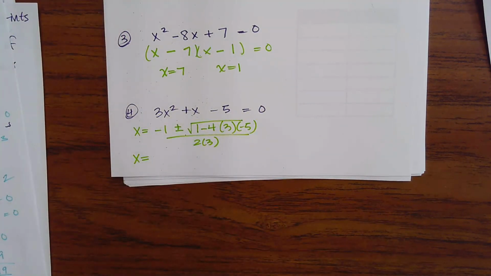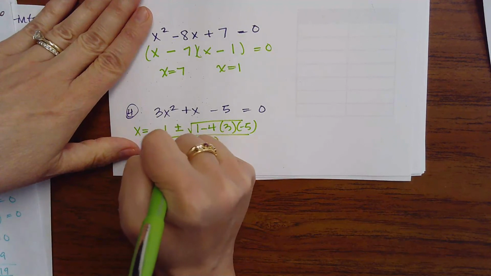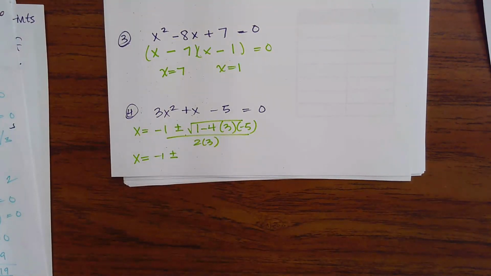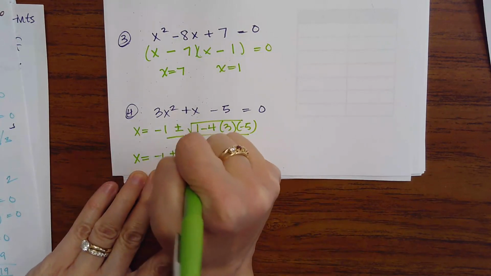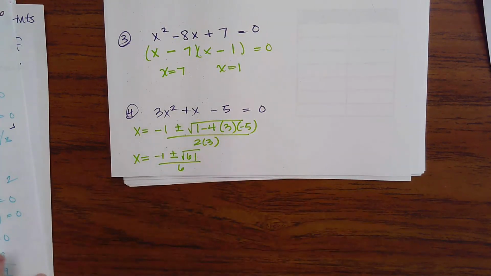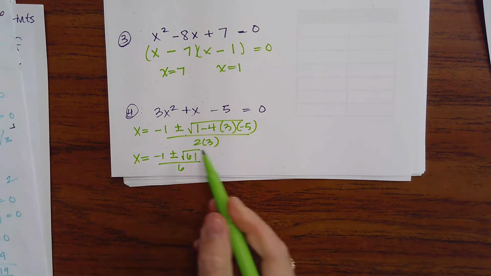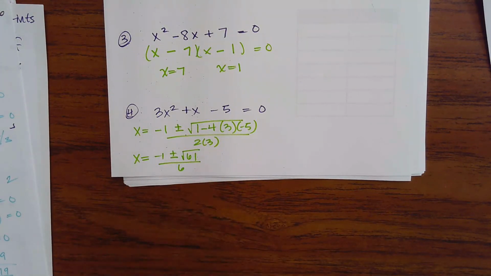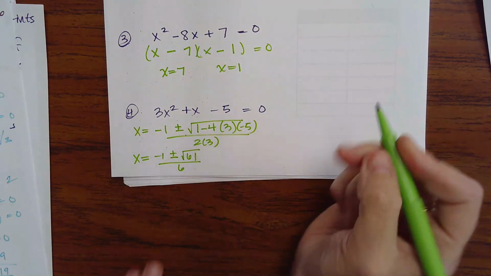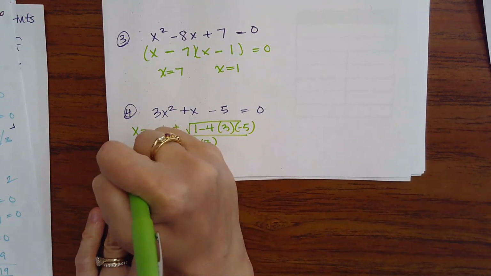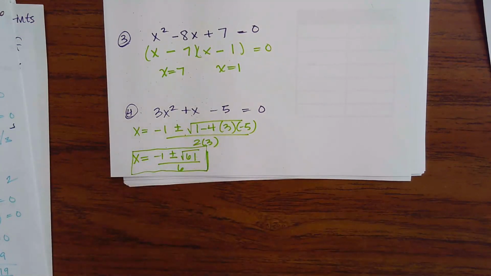So I got my calculator. I get negative 1 plus or minus, so I'm going to do 1 minus 4 times 3 times negative 5. Oops. 1 minus 4 times 3 times negative 5, and I get root 61 over 6. So again, what does this tell me? Well, my discriminant is 61, means my discriminant is positive, which tells me I'm going to have 2 solutions. 61 is a prime number, so this would be my final answer, because I can't reduce root 61.